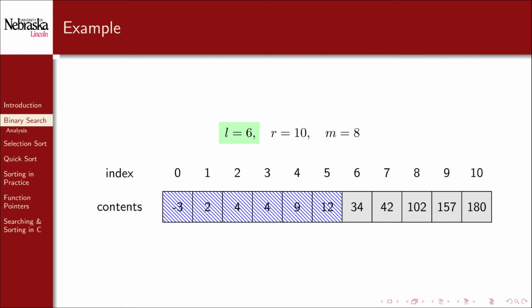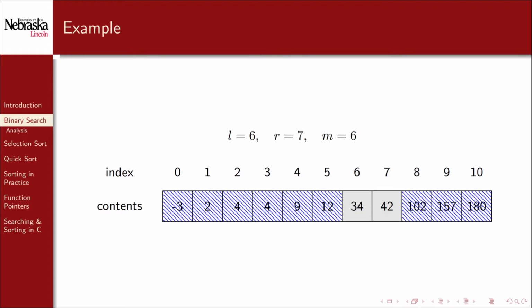We update our left index to 6, so that we're only searching elements from index 6 through 10. Now we update our new middle element, because we want to look at the middle of the new subarray from 6 to 10. Looking at this element, we find 102, which is greater than our key element 42, and so we've eliminated the right half of the sub-part of the array. We've narrowed it down to only indices 6 and 7, with only two comparisons. Our new middle index is 6.